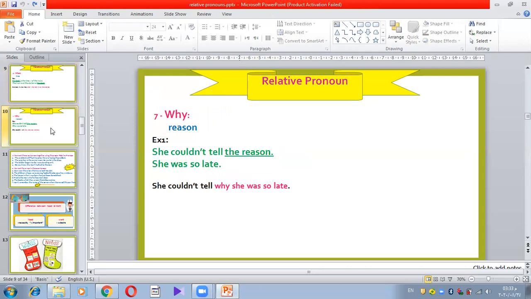Okay, so then we have what's after when. We have why. Why is used for reasons instead of reasons. So for example, she couldn't tell the reason. She couldn't tell why, okay? She was so late. So if I want to join these sentences together, how can I put them together? Instead of the word the reason, I'm gonna replace it with the word why, okay? We don't have to say the word reason is repeated in both of them because we may not have this. She couldn't tell the reason. I'm gonna remove the word the reason and replace it with why. She couldn't tell why she was so late, the second sentence as well, okay?